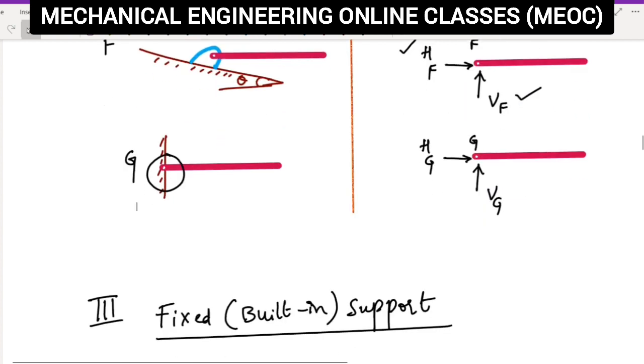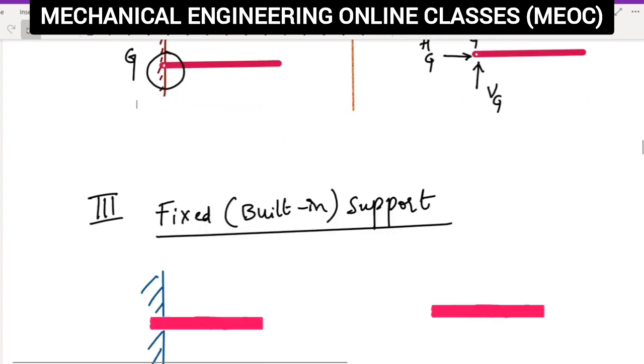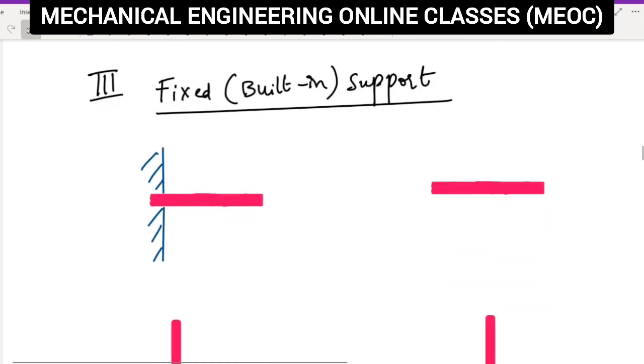Fixed support means there is no question of rotation or translation. Fixed means it's fixed only. It is also called built-in support. So let us see what this support is like. Now the pink object is fixed into a vertical wall. Now what can happen here? Let the point here be A, about which we want to find what all different forces can act.